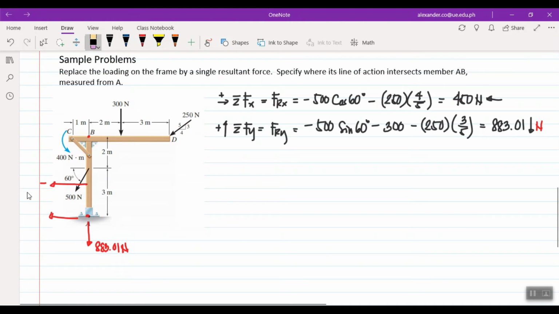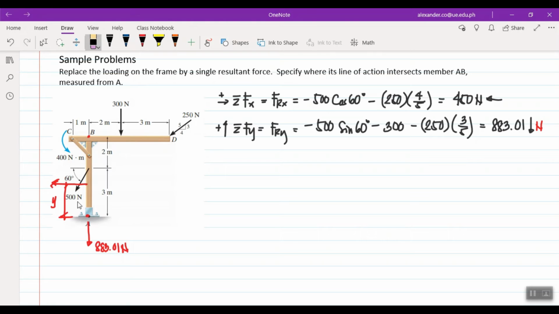Okay, assume ko diyan. At ang tinatanong, it's measured, ano yan? From A. So, ito. Yan ang tinatanong. That is, I'll assume that that is Y. Okay? So, kung ayaw tanungin yung couple moment diyan, nahanap lang yung resultant force X and resultant force Y at walang moment, yan ang ibig niyang sabihin.